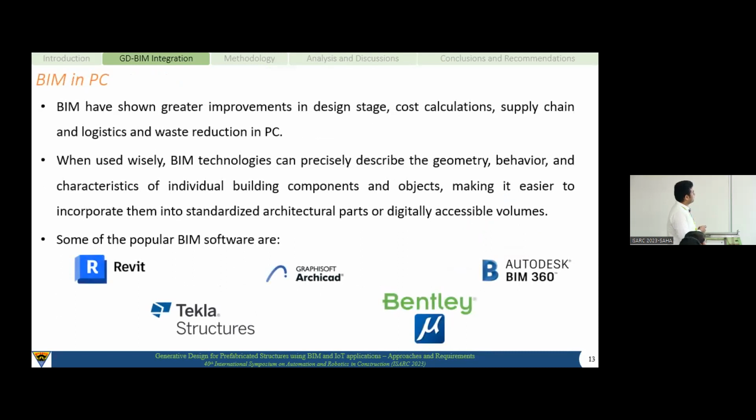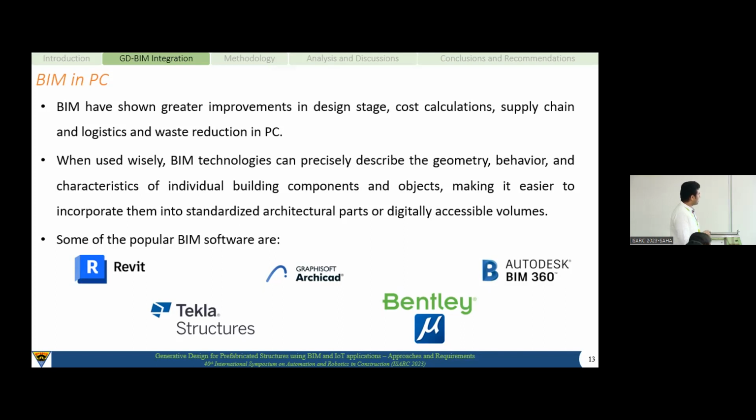So BIM and PC have shown greater improvements in design stages, cost calculations, supply chains, and logistics, etc. As we know, BIM has been in 3D, 4D, 5D, 6D, etc. When wisely used, BIM can precisely describe the geometry, behavior, and characteristics of individual PC components and objects, making it easier to incorporate with the standard architectural paths.